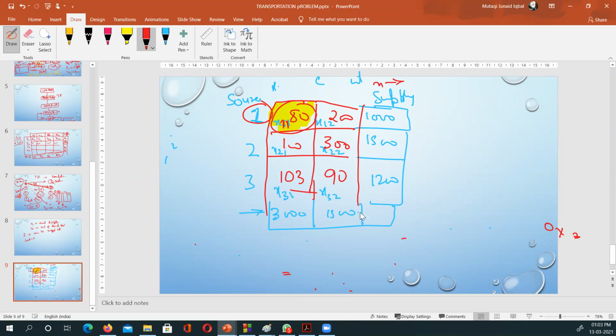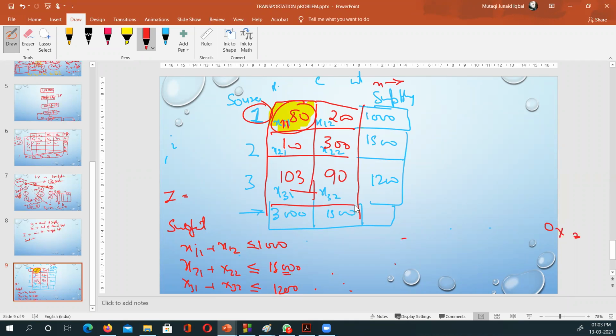Okay, now if you could see, we have x11. So if I say subject to, the first constraint will be x11 plus x12 should be less than or equal to 1000. The second will be this one, x21 plus x22 should be less than or equal to 1500. And the third one will be x31 plus x32 should be less than or equal to 1200.